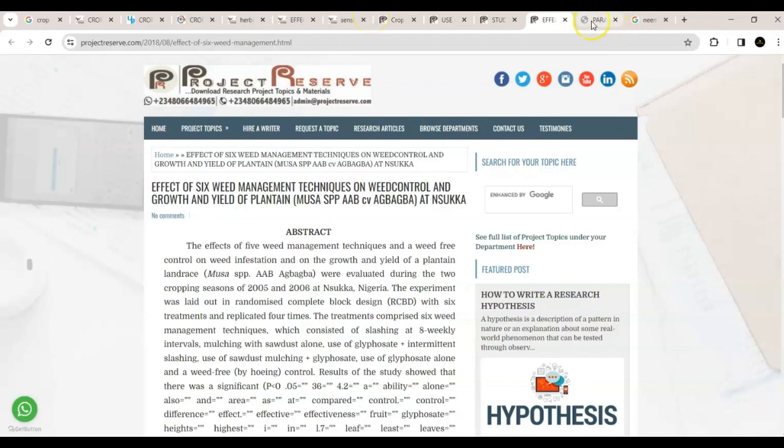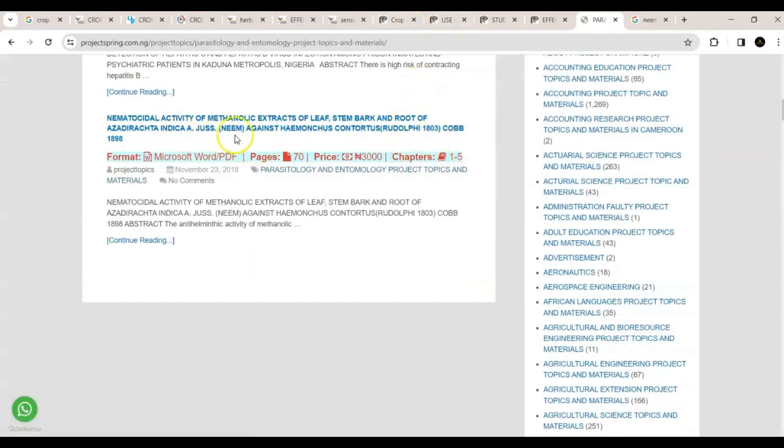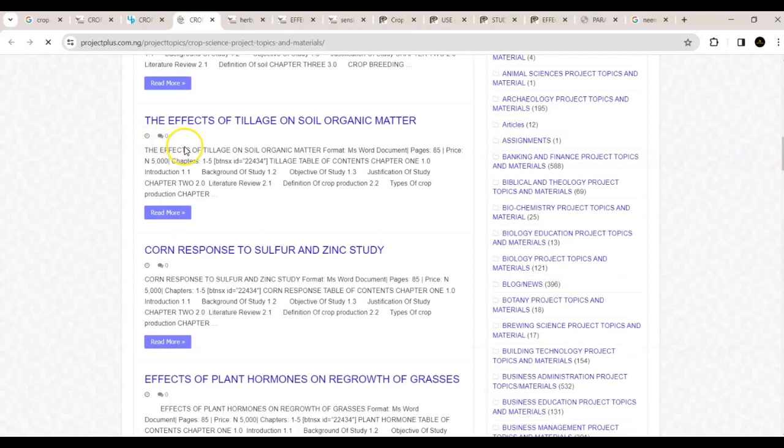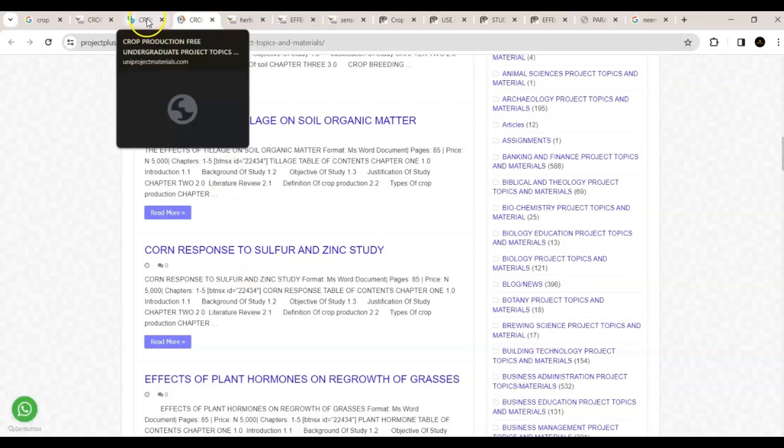Let's also look further if we are going to get something. Okay, let's also just ensure. Okay, let's come to response to sulfur and zinc study. You can also do this project as well. You can do this project as well. Depends on where you are and if you can carry it out.